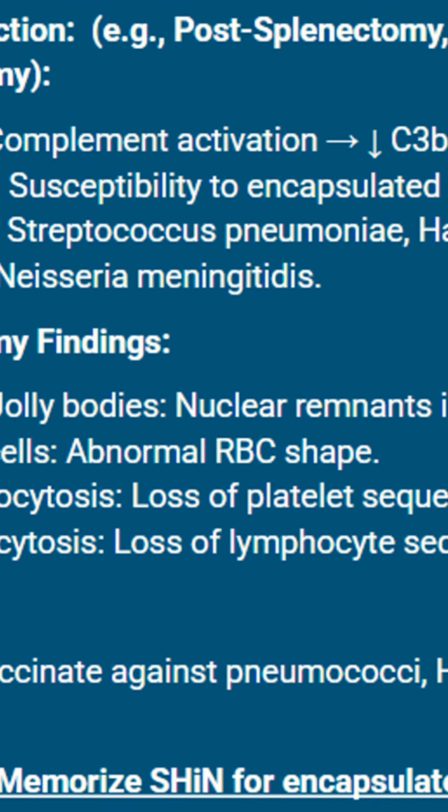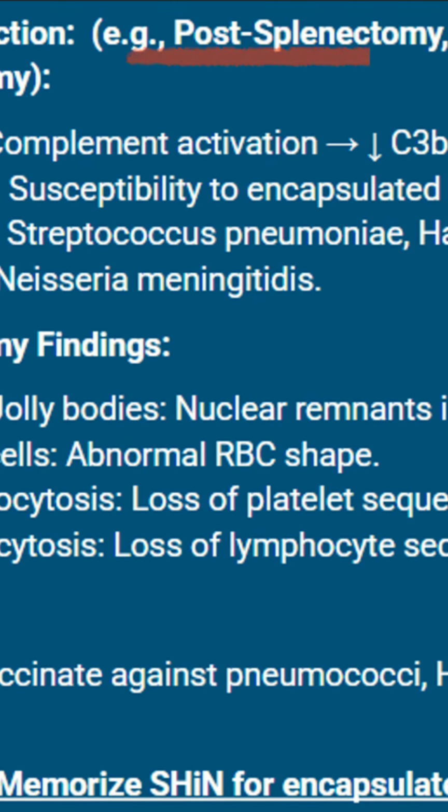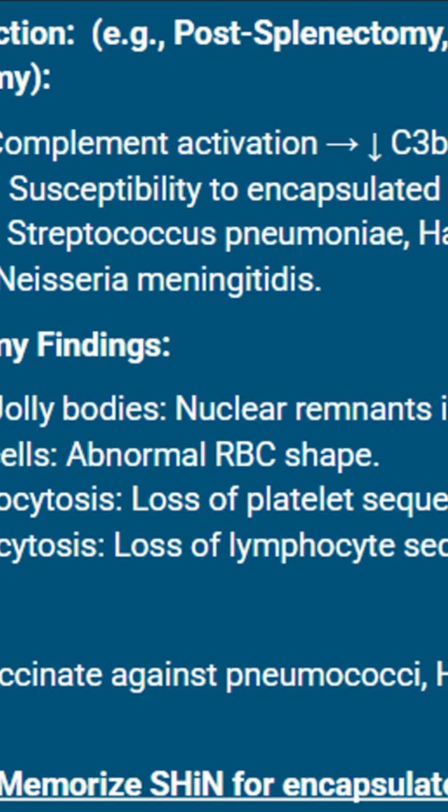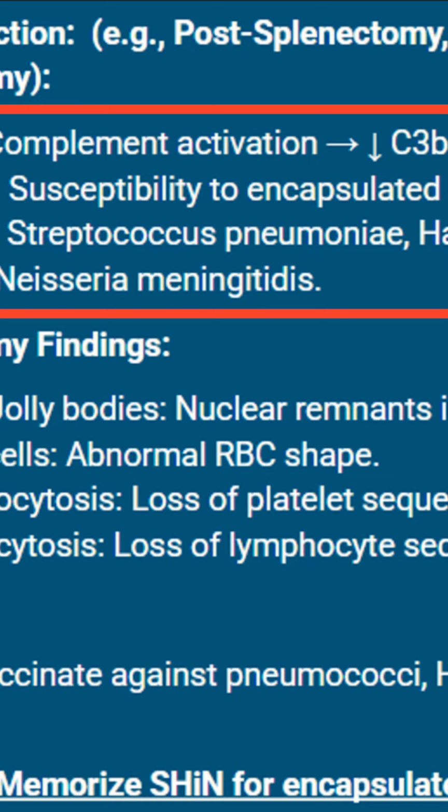Now, what happens when the spleen is not working properly, like after a splenectomy or autosplenectomy in sickle cell disease? Here is the Step 1 mechanism. Decreased IgM causes decreased complement activation, which in turn decreases C3b opsonization, and yes, that will increase the risk for encapsulated bacteria. Now remember the SHiN bugs: Streptococcus pneumoniae, Haemophilus influenzae, Neisseria meningitidis, and the classic question trigger.